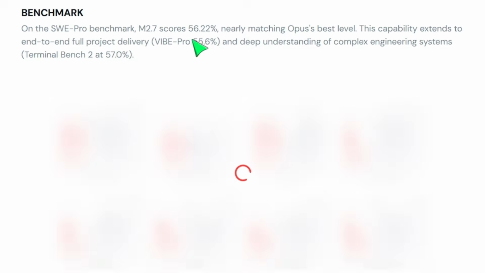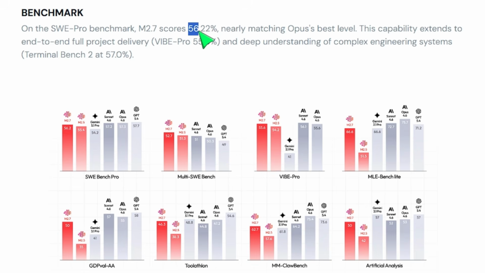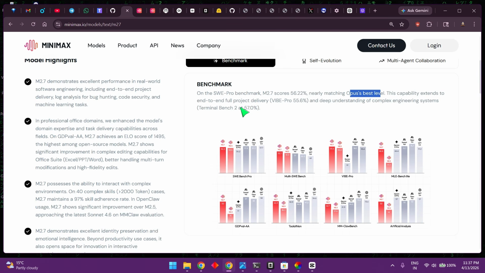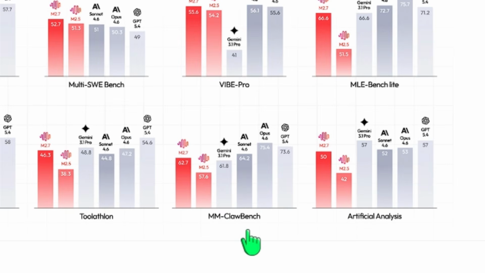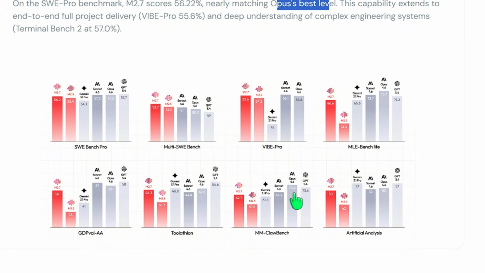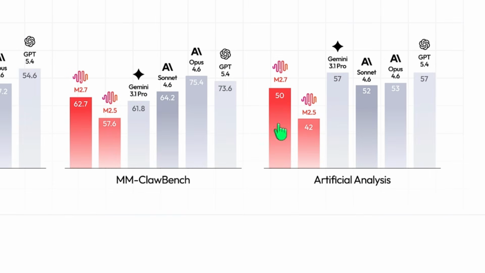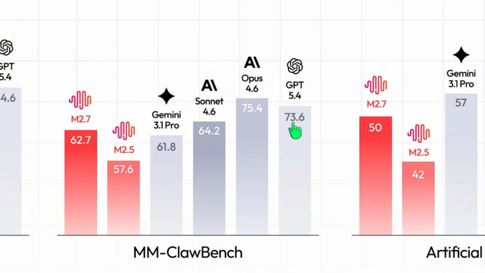Essentially, M2.7 scored 56.22% on the SWE Pro benchmark, and it matches the level of Opus, really great. Another benchmark that I would like to draw your attention to is this Claw bench. So OpenClaw, if you remember. You can see that Opus 4.6 is really good in OpenClaw. Then we have other models such as GPT 5.4, which scores 73.6, and then we have MiniMax at 62.7, which is comparable with Sonnet 4.6. Really amazing.